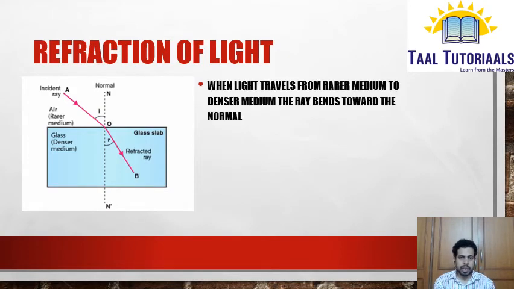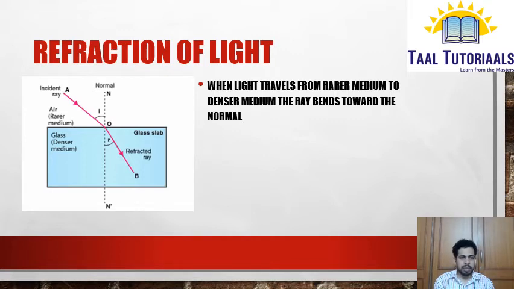When light travels from rarer medium to denser medium, the ray bends towards the normal. I think you might have a doubt about what is rarer medium and denser medium. I will explain. In the diagram, AO is the incident ray, N dash is the normal, OB is the refracted ray, I is the angle of incidence, and R is the angle of refraction. Here air is mentioned as rarer medium and glass as denser medium. So what is rarer medium and denser medium?